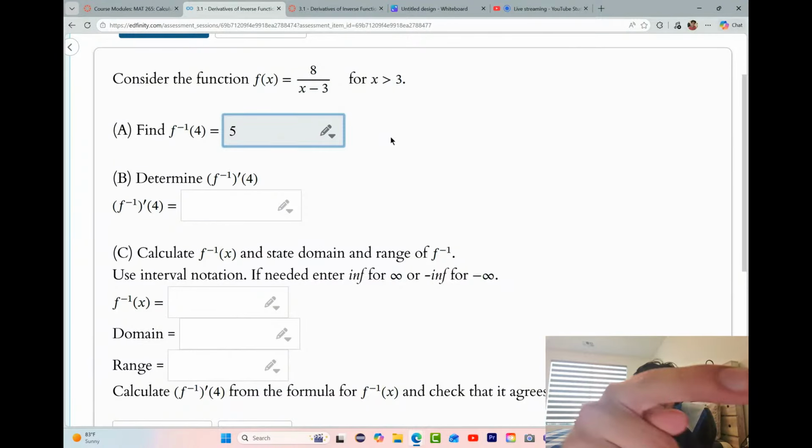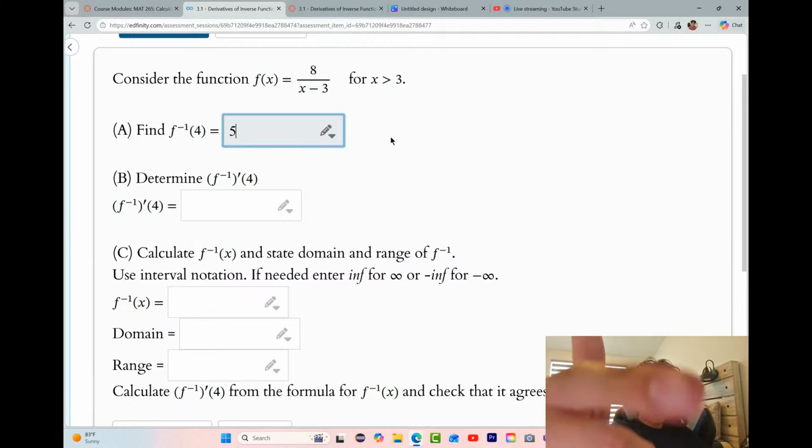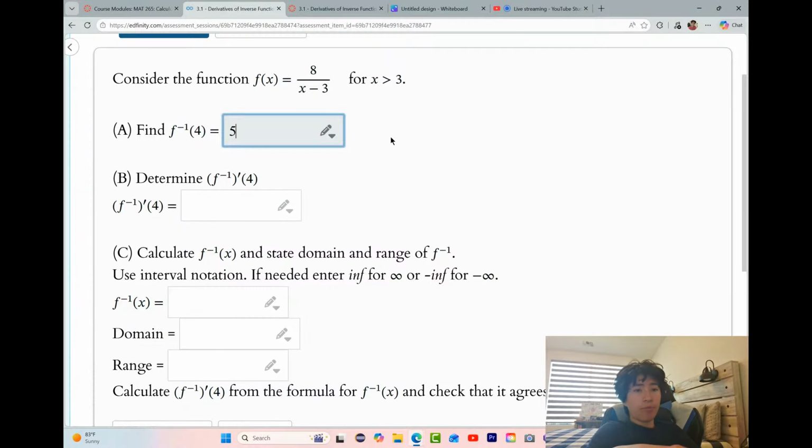F of x equals output. The inverse function should have f of the output equal to the input of the original function. You plug in 5 here and you should get 4. No, well, x minus 3 should give like 2 or something, right? X minus 3, x equals 5. Yeah, x equals 5. That's right. 5 minus 3 you get 2, 8 over 2 you get 4.